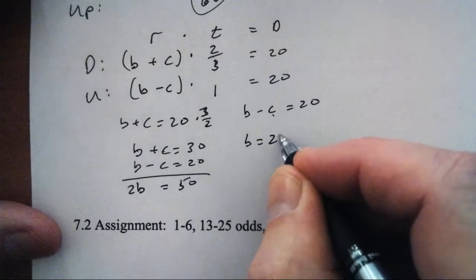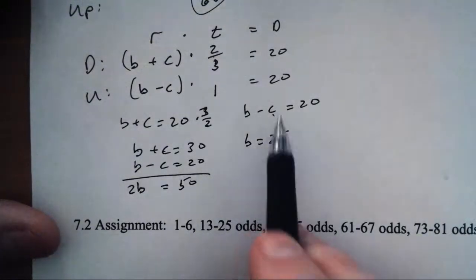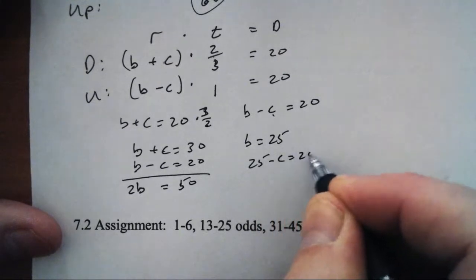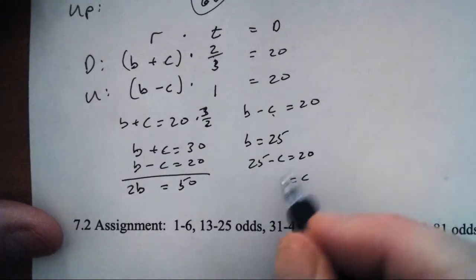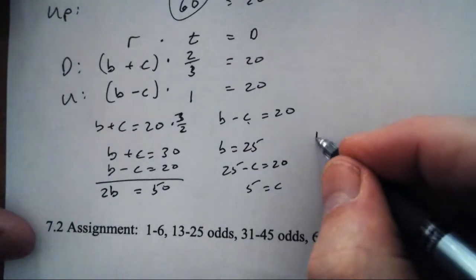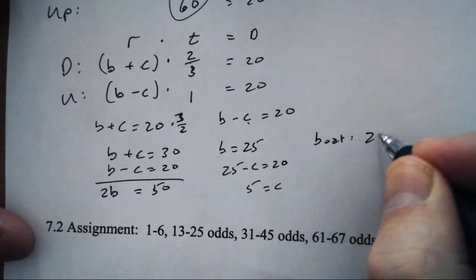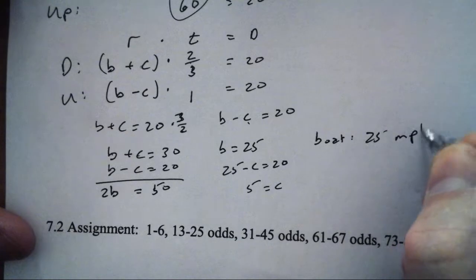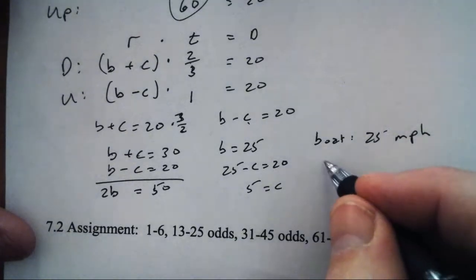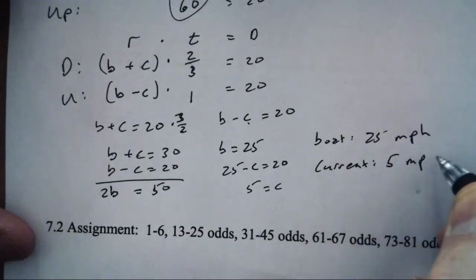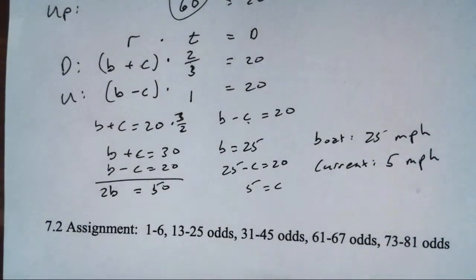B is 25. If I put 25 in, I'll put it in here. 25 minus C equals 20. Add C, subtract 20. C is 5. So the boat is 25 miles per hour, and the current is traveling at 5 miles per hour.